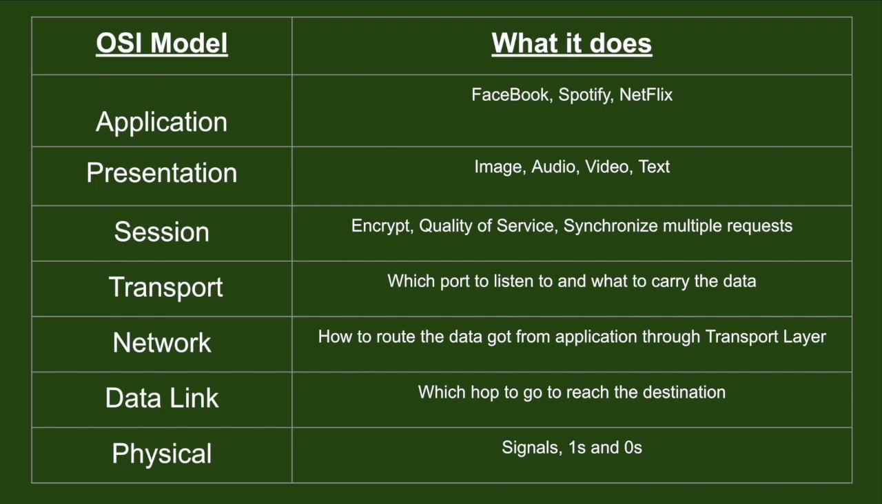And then comes another layer called the transport layer. In the transport layer, it decides which port to listen to and what carries the data. We have the concept called port, which is a specific number that ranges from 0 to 65535. That is the total number of ports that you can use. At the transport layer, a service will be listening to that particular port so that it makes a connection from the client to the server.